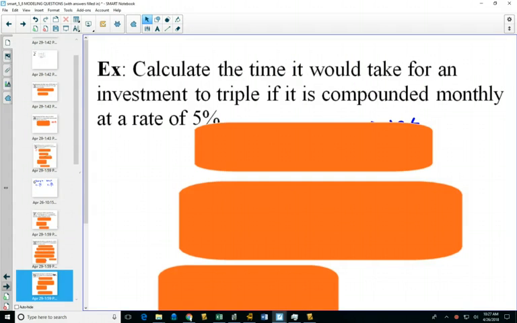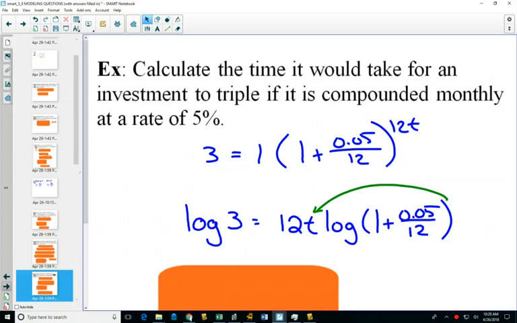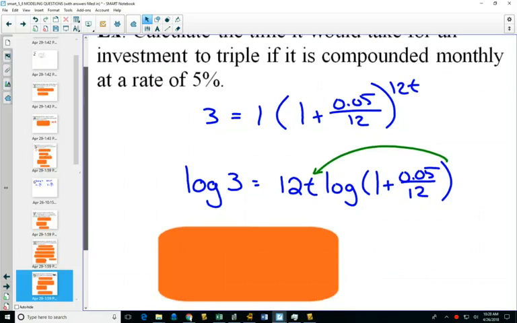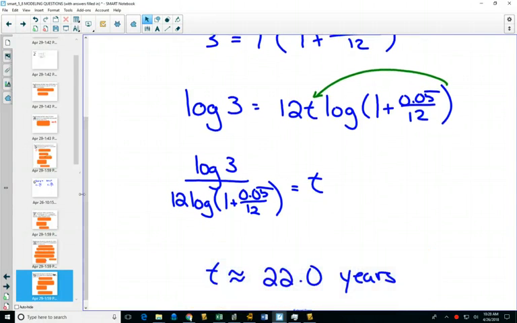How long does it take for an investment to triple? Some of you started this one already. Here's your setup. I just used 1 and 3. You could have used 10 and 30, 100 and 300. The time is going to stay the same to triple, no matter how much you started with. So choose a value that's easy to multiply by 3. And then simplify so you just get 3, because when you take the log of both sides, and then divide, 22 years for something to triple.